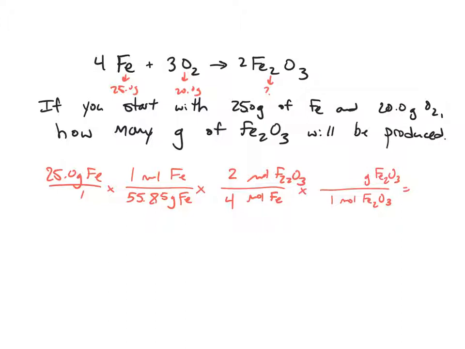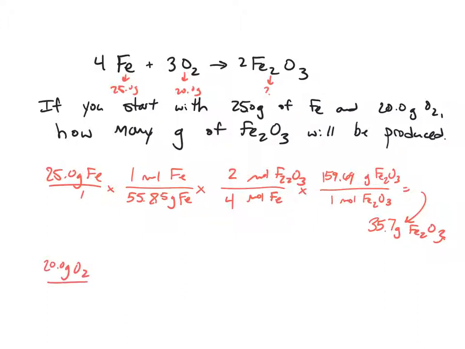Now I'm going to need to use my periodic table to add this number up. I need 2 irons plus 3 oxygens. And that number is 159.69 grams. Now that I have all my numbers set up, I can punch these into the calculator, and the answer to my first half of the question is 35.7 grams of Fe2O3.